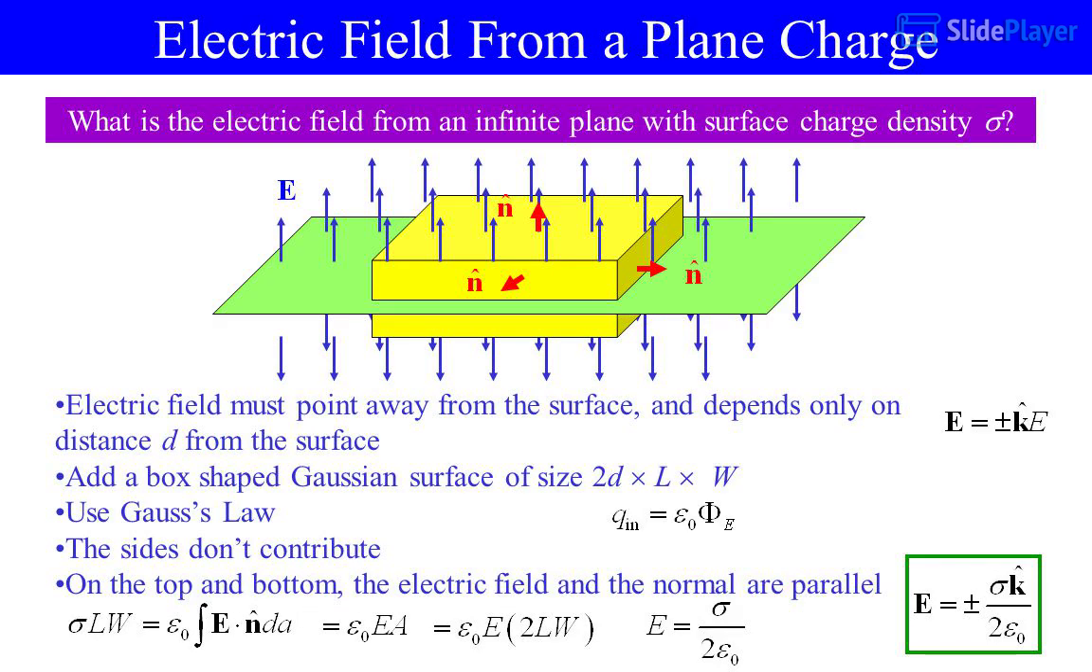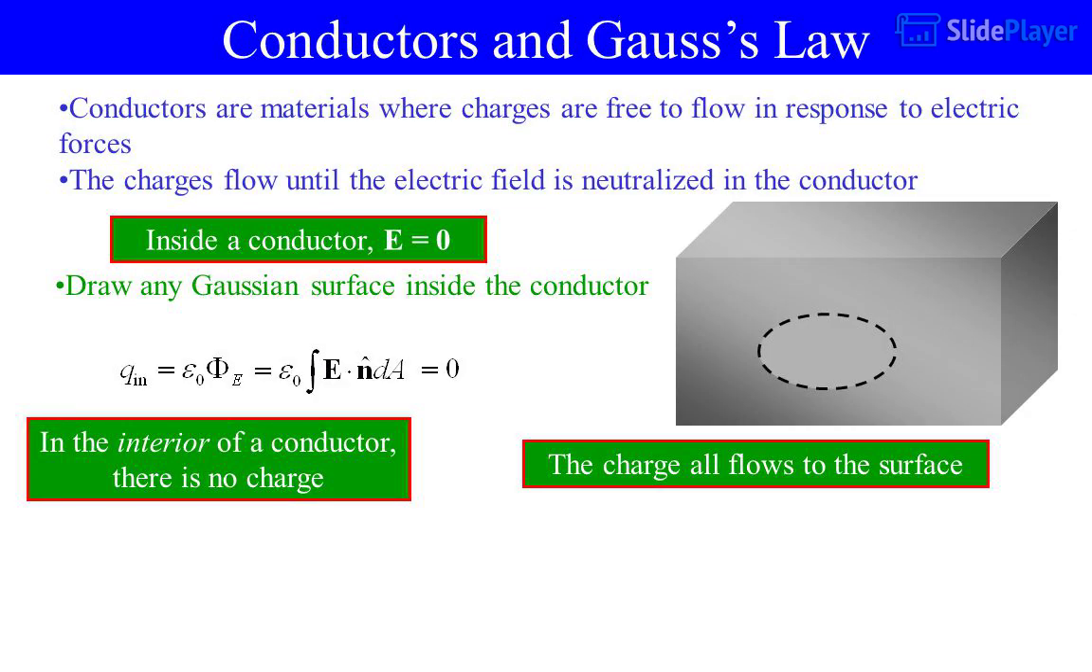Electric field from a plane charge. What is the electric field from an infinite plane with surface charge density? Electric field must point away from the surface, and depends only on distance d from the surface. Add a box-shaped Gaussian surface of size 2d, L, W. Use Gauss's law. The sides don't contribute. On the top and bottom, the electric field and the normal are parallel.